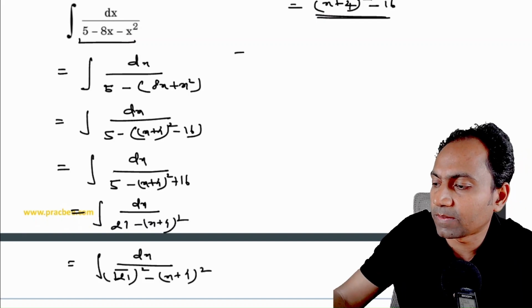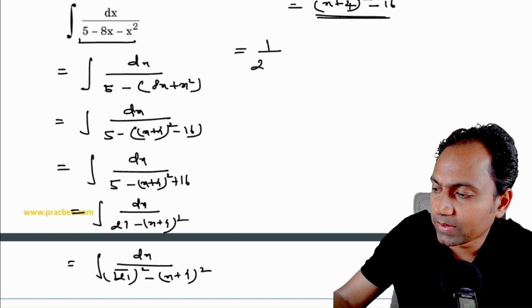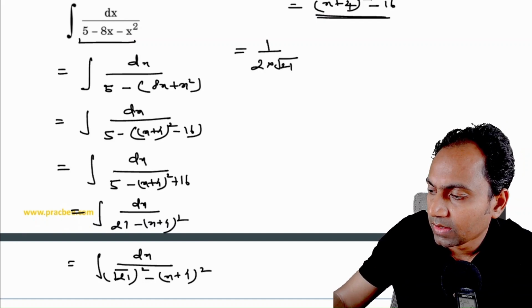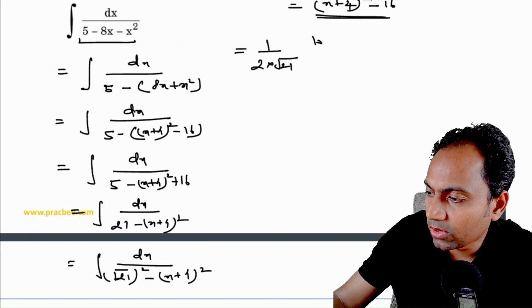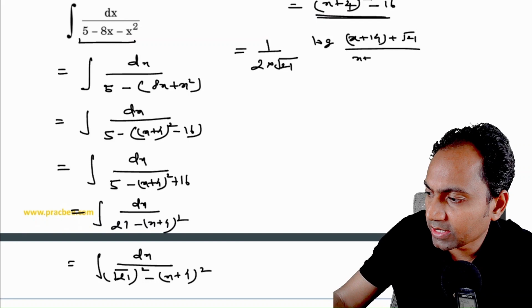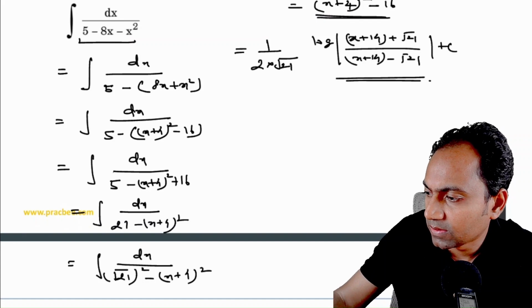After this we can apply the formula: 1 by 2a, where a is nothing but root 21, times log of (root 21 plus x plus 4) by (root 21 minus x minus 4), plus c.